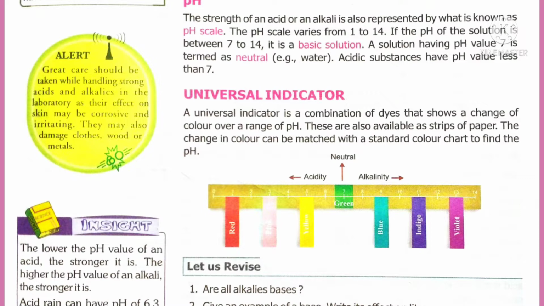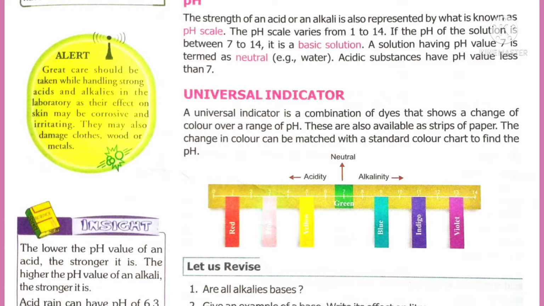Acid has basicity. What is basicity? The number of hydrogen ions replaced from one molecule of acid. What is acidity? The number of OH ions liberated from one molecule of base. This is the most important.